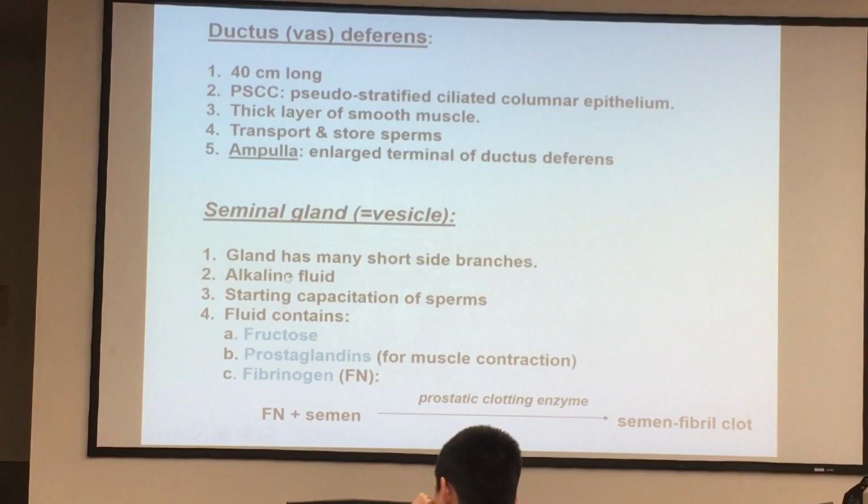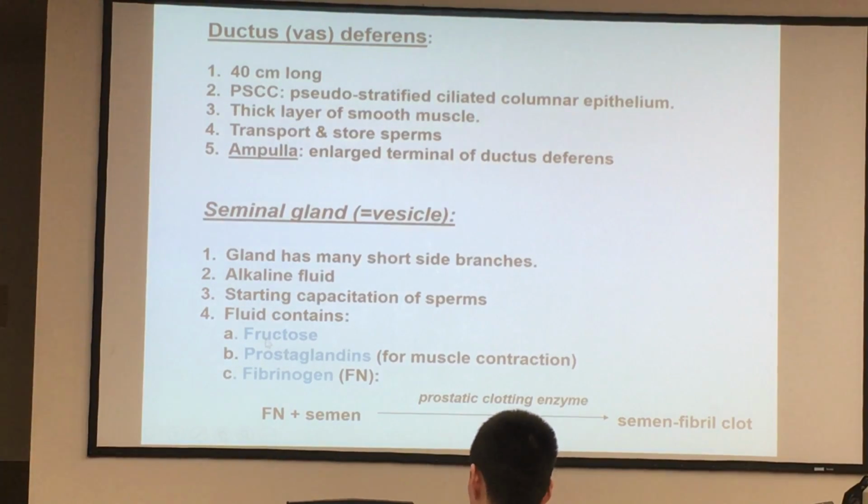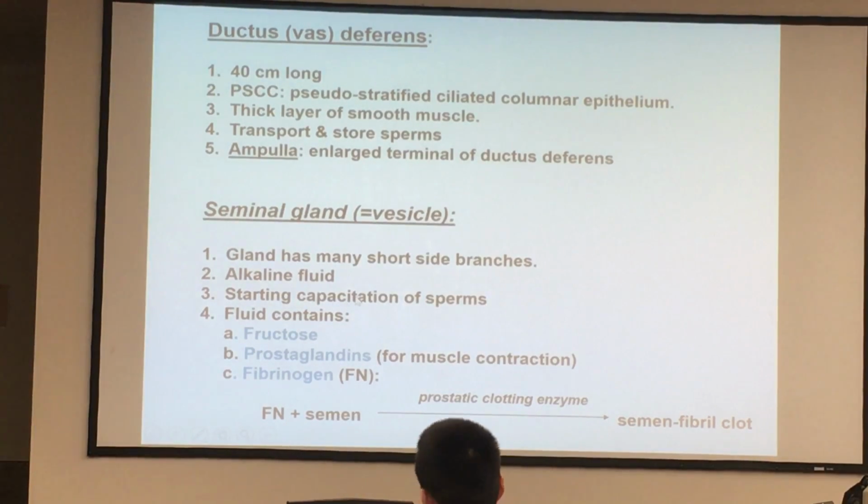The fluid is alkaline, and the fluid is very important for sperm to get energy. Why? Because it contains fructose. It's a kind of sugar, right? So we call it activation, so that the sperm can move. Okay. It also has prostaglandin for muscle contraction. Prostaglandin is a paracrine, leukocyte. It helps when the sperm enters the female vagina, so the muscle can contract.